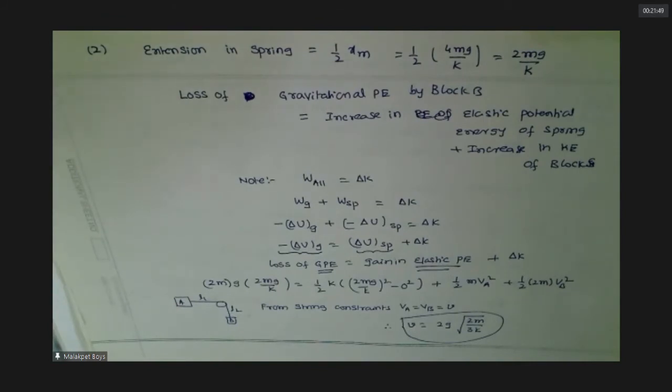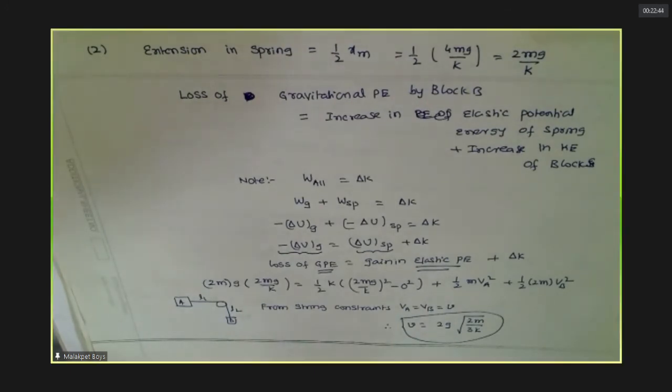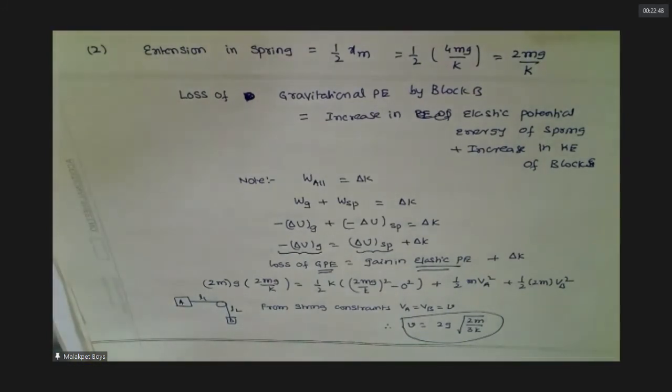Hard, sir. Got? Hello? Finished, sir. Yes, sir. That would be 2g under root m by 3k, na, sir? No, I'm getting 2m by 3k. 2m by 3k he gave.